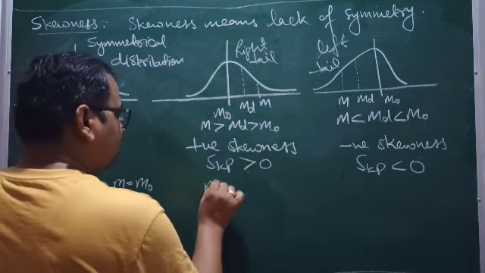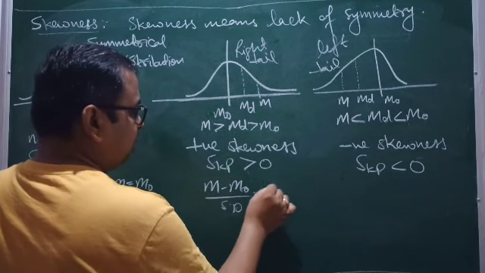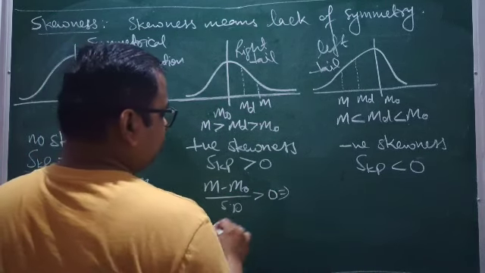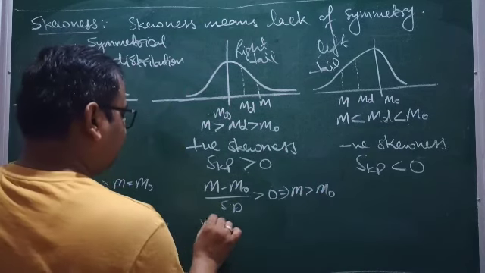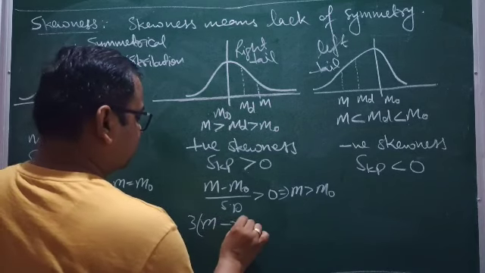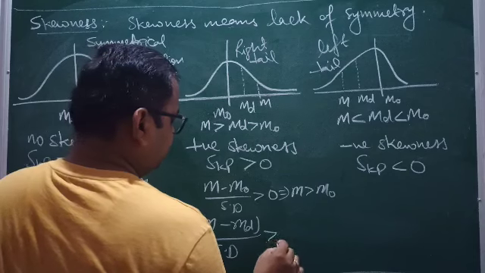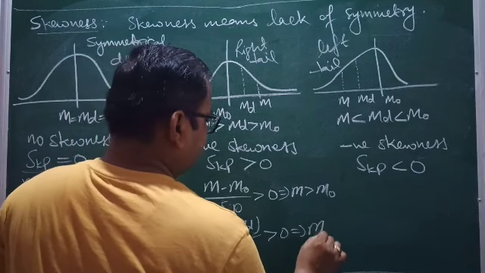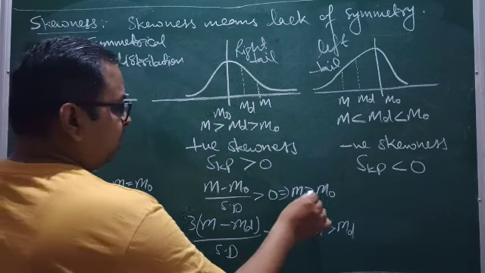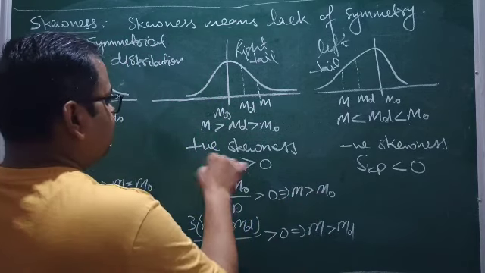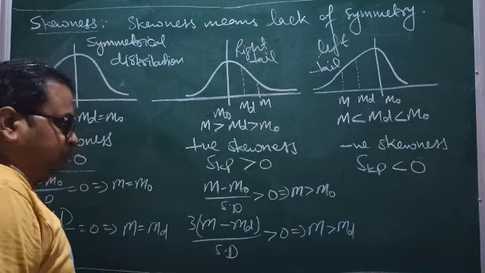If mean minus mode upon standard deviation is greater than 0, here mean is greater than mode. If we use another formula, 3 times mean minus median upon standard deviation is greater than 0, so here mean is greater than median. Mean greater than mode, mean greater than median. In this case, there is positive skewness in the distribution.